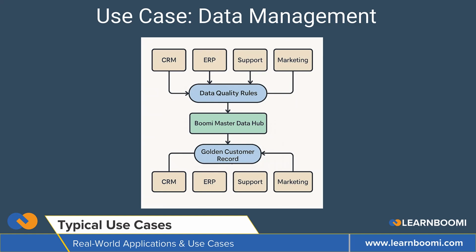How does it do it? Boomi connects to all the customer data sources: CRM, ERP, support, and marketing. It pulls the customer records and applies data quality rules, let's say standardizing names, validating email and phone formats, and removing duplicates. The system identifies the golden customer record, which is the master record, based on configurable rules. And then Boomi synchronizes this clean, unified record back into all the connected systems. Any further updates, like new emails or new addresses, are automatically harmonized across all the platforms.